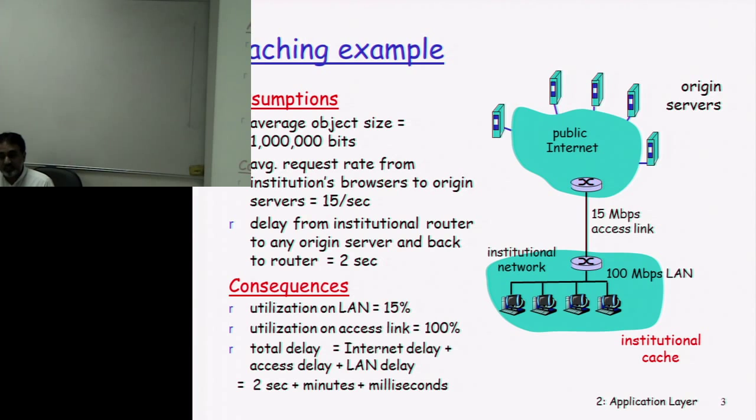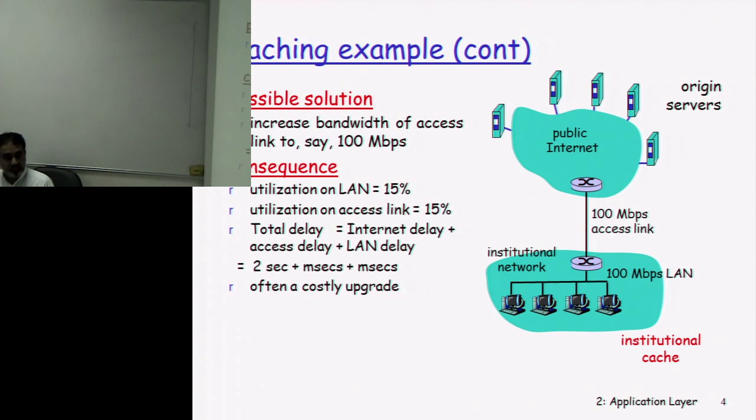If the access link has 15 Mbps bandwidth, then increasing it is one of the possible solutions. If you increase the bandwidth to 100 Mbps, it would be much better as compared to having 15 Mbps bandwidth on the access link.